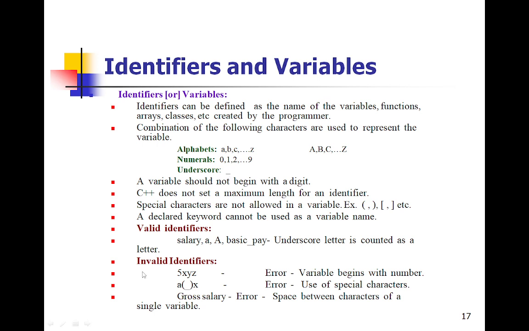Then I have given some valid identifiers and invalid identifiers for your easy understanding. Valid identifiers can use underscore symbols. An identifier is invalid if the variable starts with a number, or if a bracket symbol or other special characters are used. Those are errors, invalid identifiers. At the same time, if gross salary is declared as a single variable, there won't be any space between the two words gross and salary. It should be connected by means of the underscore sign.